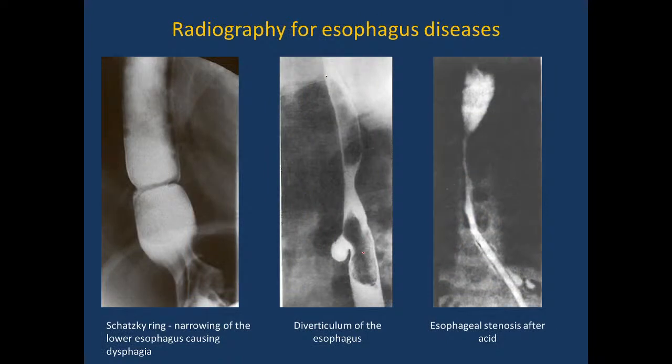This is a disease, radiography of esophagus diseases. Schatzky ring, a special narrowing of the lower part of the esophagus here, and it doesn't allow food to come to the stomach, so the esophagus is large and has problems. Nobody knows why these diseases started. What is the reason? What is the cause? What causes these diseases? Next picture.